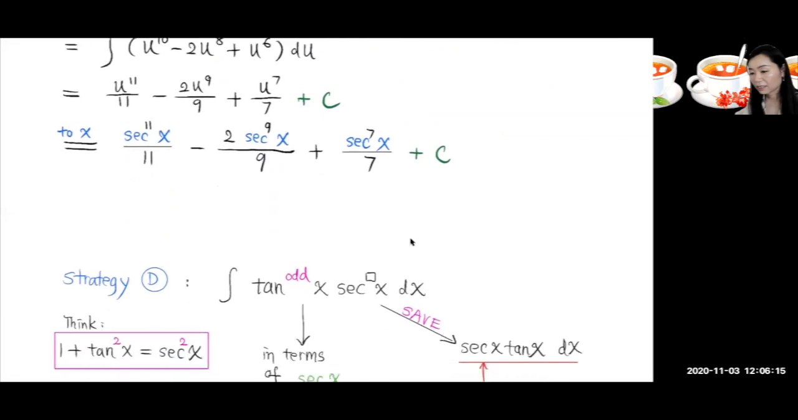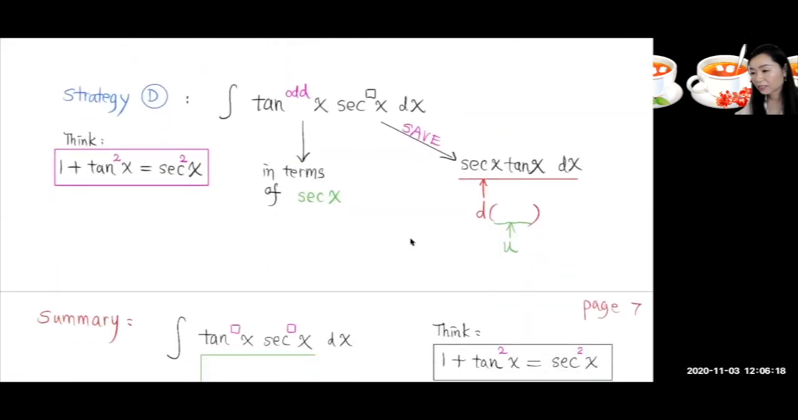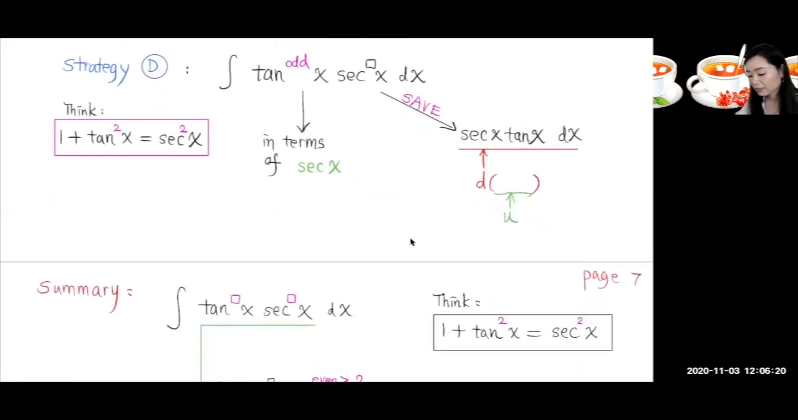All right, so let's summarize the strategy we used in this example. This time, when we have this exponent for tangent, we want to make it even. How do we make it even? We want to save one tangent x together with the dx. But just saving one tangent x is not enough. We need to save a friend together, so we save secant x together with tangent x.